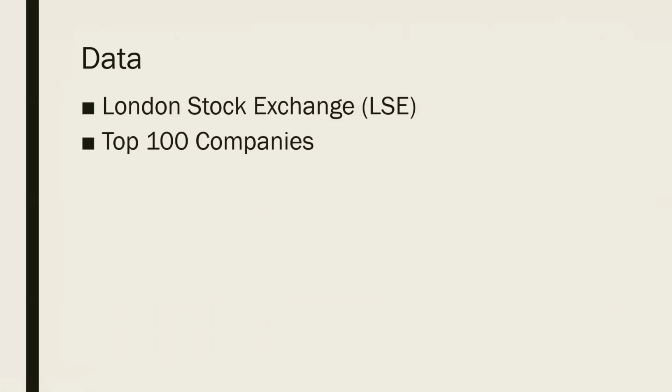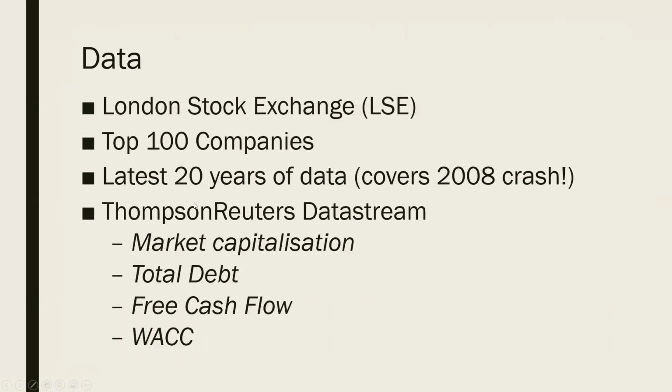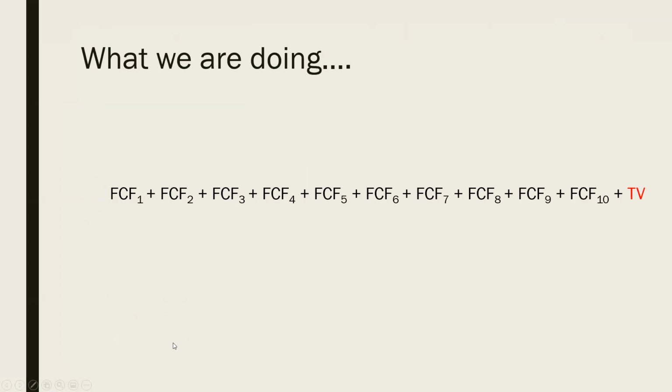So we're taking the top 100 companies, and we're going to go back 20 years, which covers the crash of 2008. We're getting our data from Thomson Reuters, and the things we need are the market cap of the company each year, total debt at the end of each year, free cash flow each year, and we are going to estimate the weighted average cost of capital ourselves.